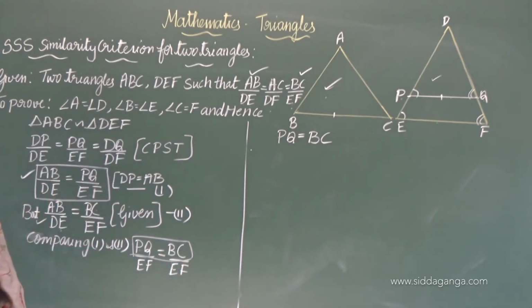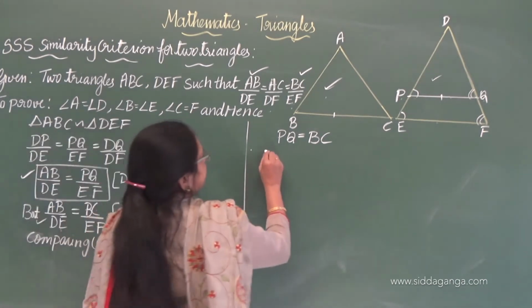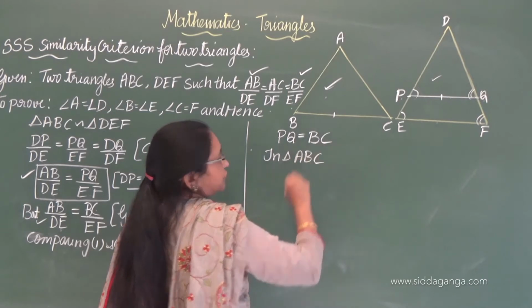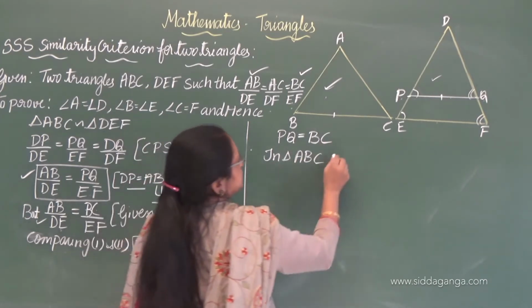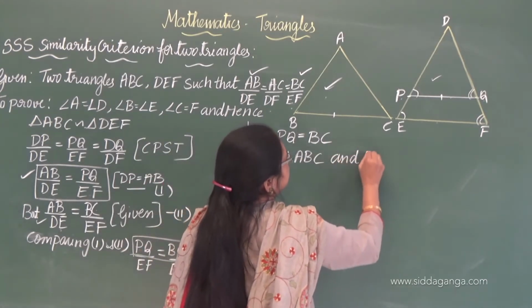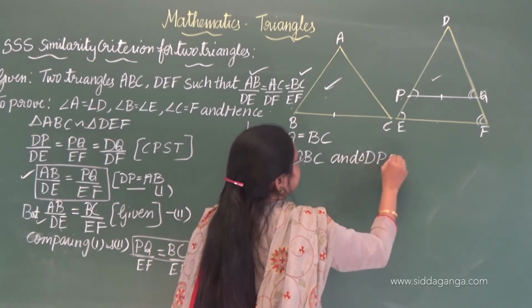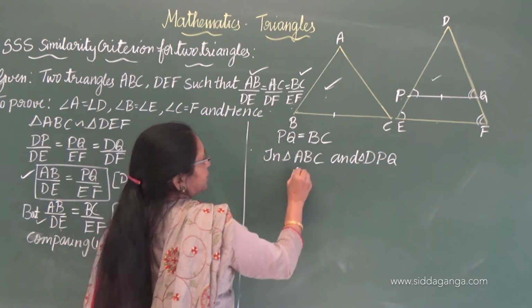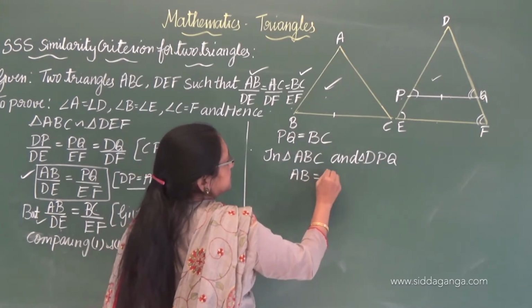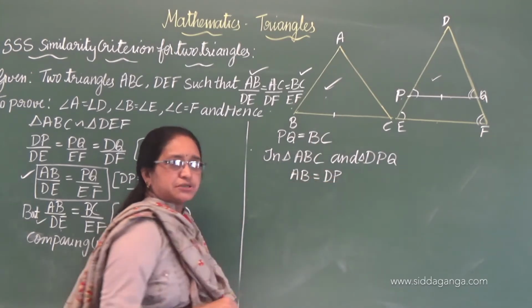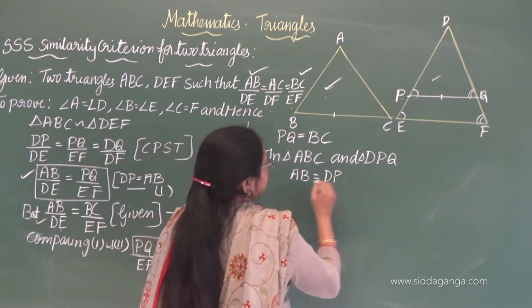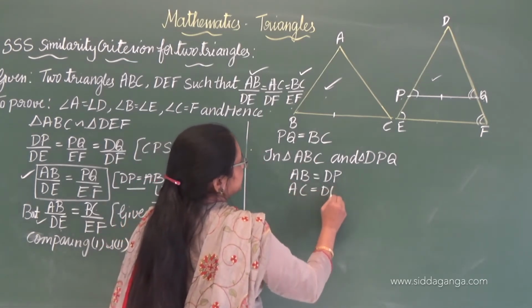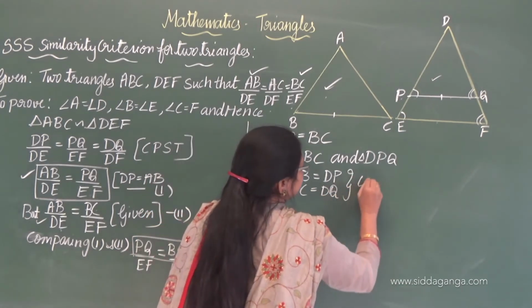Now, this is the fourth step I am doing: in triangle ABC and triangle DPQ, how to prove these two are congruent? We already know that AB is equal to DP by construction. Then AC is equal to DQ. These two we know by construction.